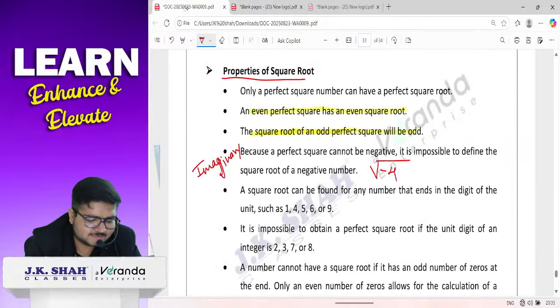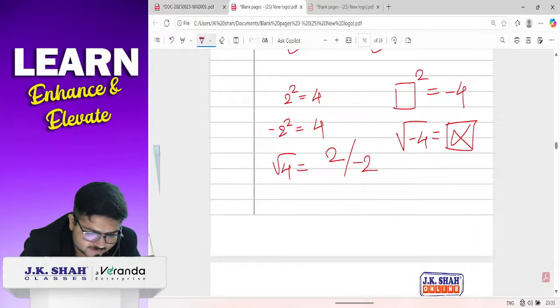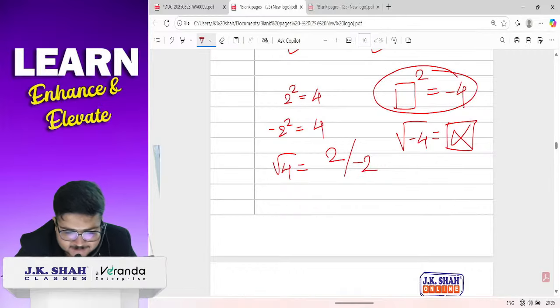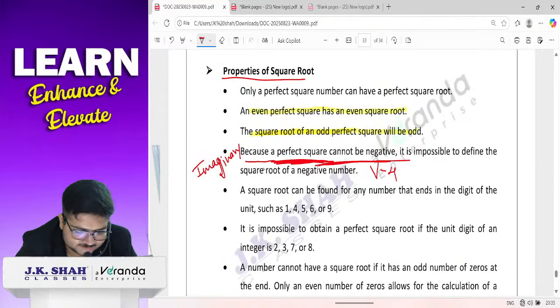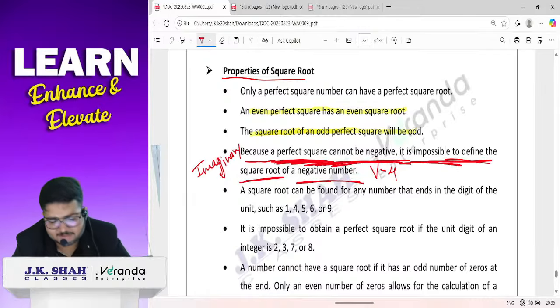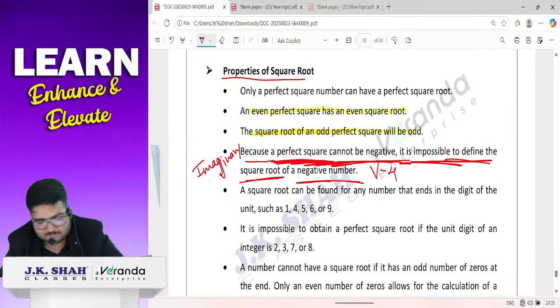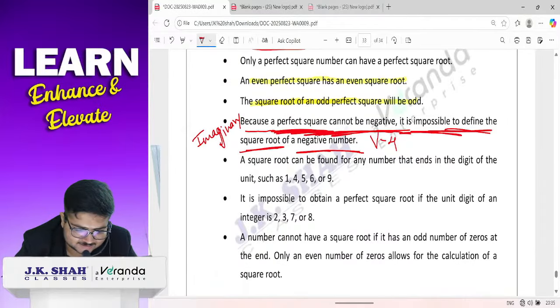That is the sentence it is trying to tell you. Because a perfect square can never be negative. A perfect square can never be negative, and that is why it is impossible to find the square root of a negative number. Please read the sentence: because a perfect square can never be negative, it is impossible to define the square root of a negative number, and that is why they are called imaginary numbers. I hope you are understanding this. Now let us move to the next sentence.